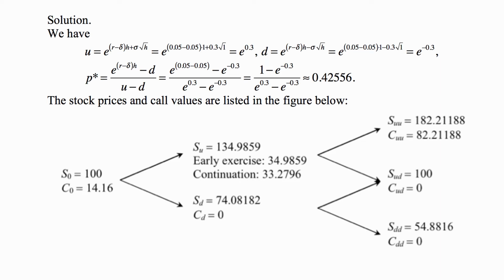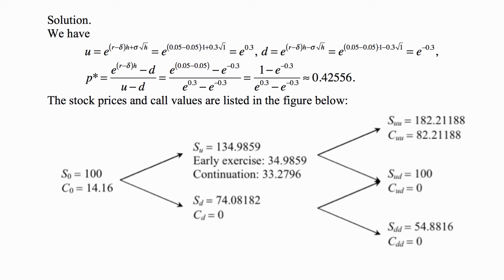So the up move, which is the value of a unit invested in the risky asset after one step, is e to the (r minus delta) times h plus sigma square root of h. That's a formula you should memorize for this model. And that's e to the 0.05 minus 0.05 times 1 plus 0.3 times square root of 1. So it's e to the 0.3, and d is the same formula but minus sigma square root of h, so it's e to the minus 0.3.